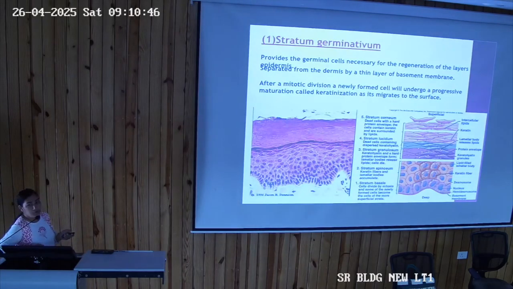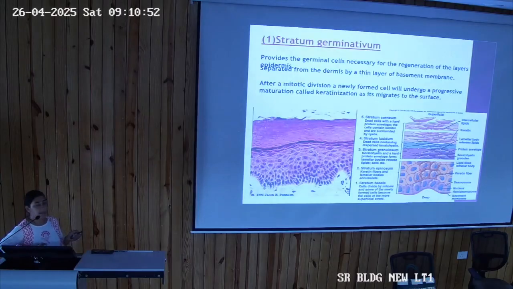And as it goes, there is keratinization because the topmost layer is keratinized. So stratum corneum is a keratinized layer. This process starts from the germinativum and ends at the corneum.